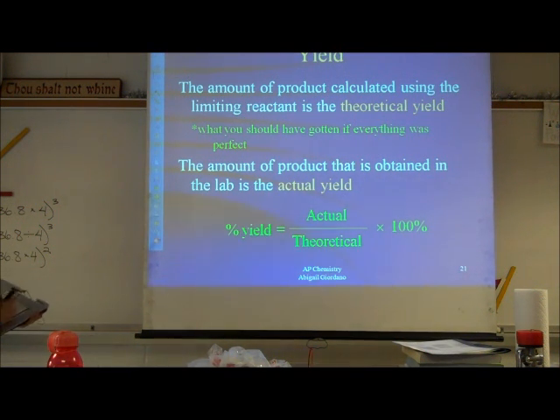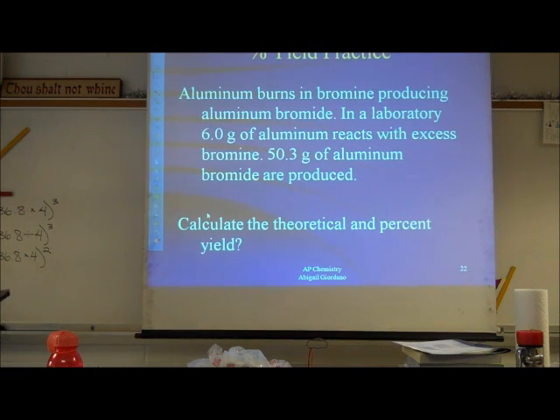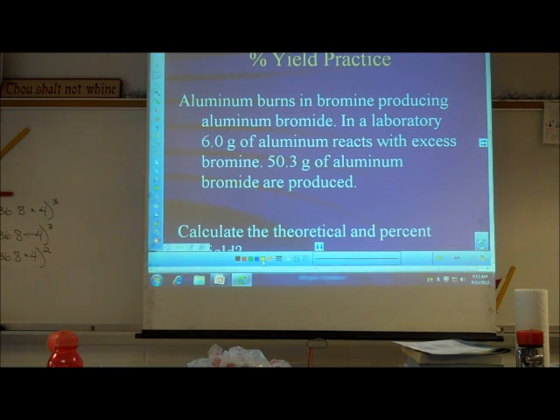Okay. So, let's do a problem. I'm just going to introduce it to you, and then you're going to do it on your own. The question says, aluminum burns in bromine, producing aluminum bromide. That sentence right there is telling you the reaction. So actually, before we even read the rest of the problem, I can see that I have not been given a balanced equation. So let's come up with that before we even read further in the problem.